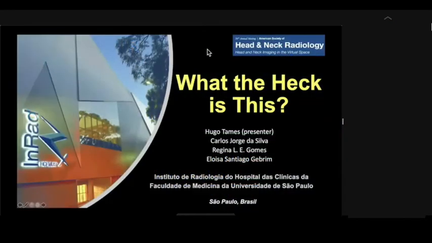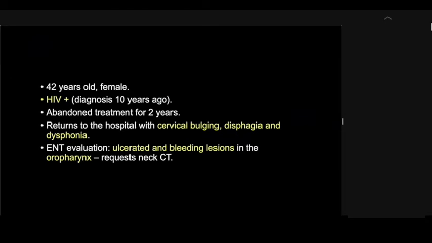Hello, I'm Hugo Tames, a head and neck radiologist from Brazil, and this is a case from the University of São Paulo. The patient is 42 years old, female, HIV positive, diagnosed 10 years ago, and abandoned treatment for 2 years. She returns to the hospital with cervical bulging, dysphagia, and dysphonia. Initial ENT evaluation showed ulcerated and bleeding lesions in the oropharynx, and a neck CT was requested.